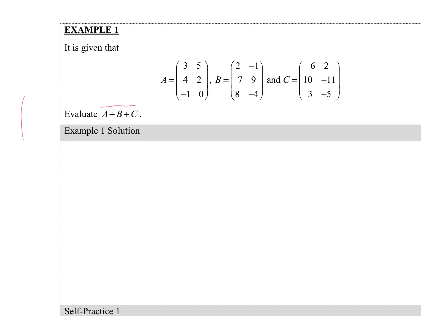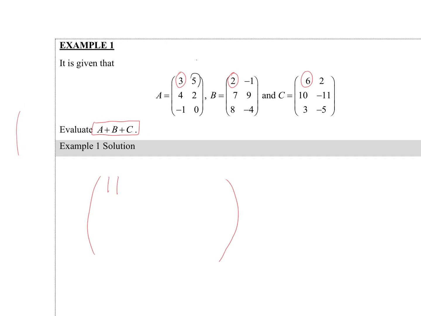This one, they ask you to add all 3 together. You just add all 3 together. Wow, that's all. You cannot believe this is Sec 4, right? You add all 3 together, we add all 3 together. So add all 3 together.